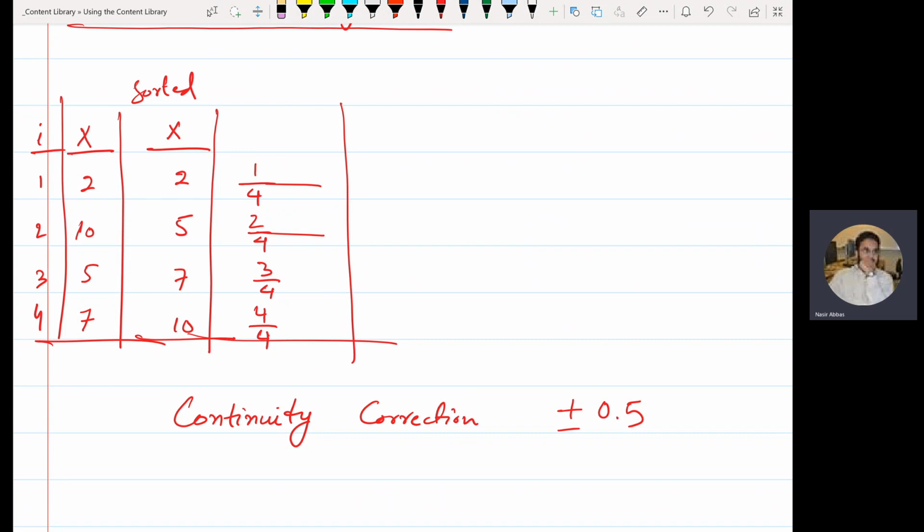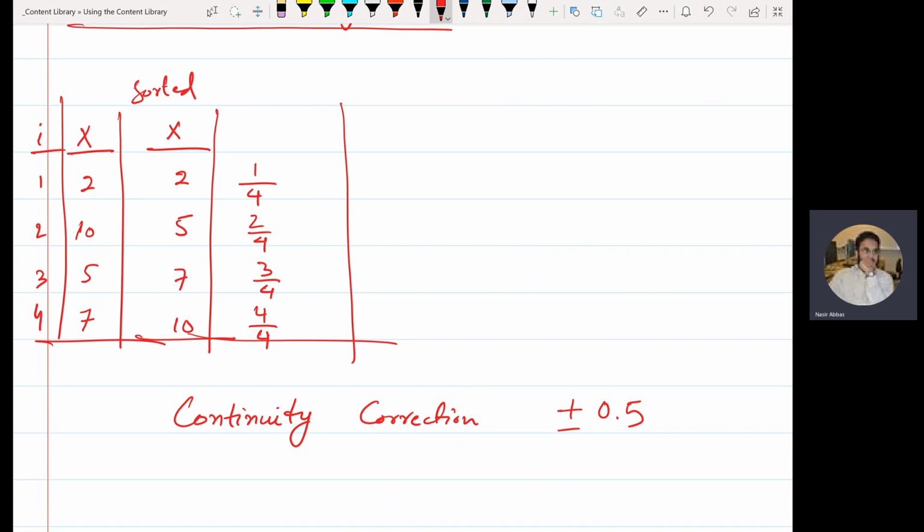Think of it like this at the moment. Okay. Now, 25% of the data is less than or equal to 2, 50% is less than or equal to 5, 75% is less than or equal to 7, and 100% is less than or equal to 10.